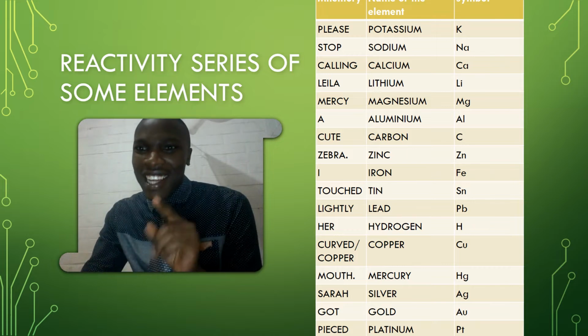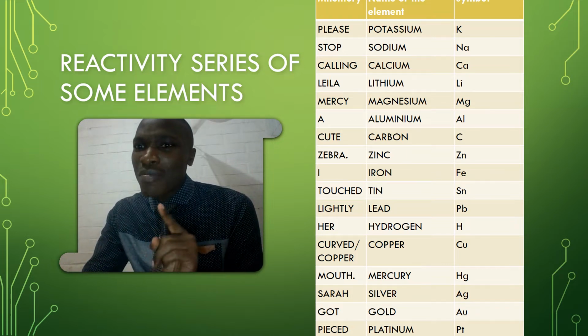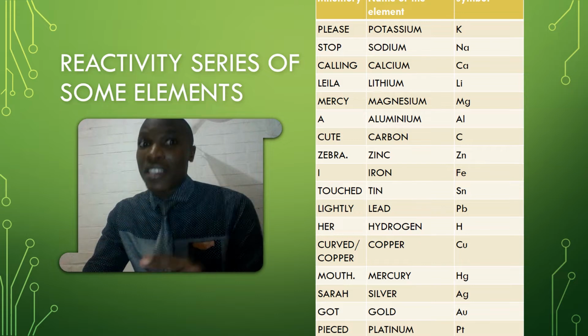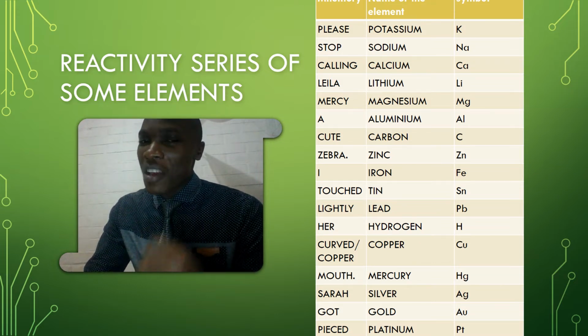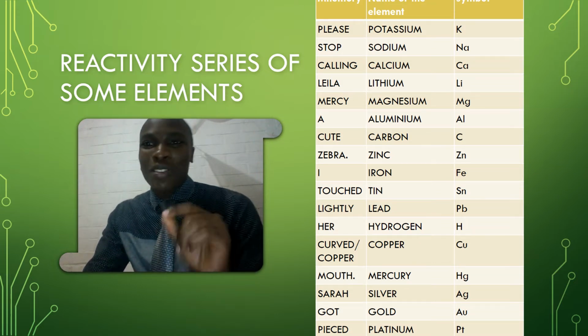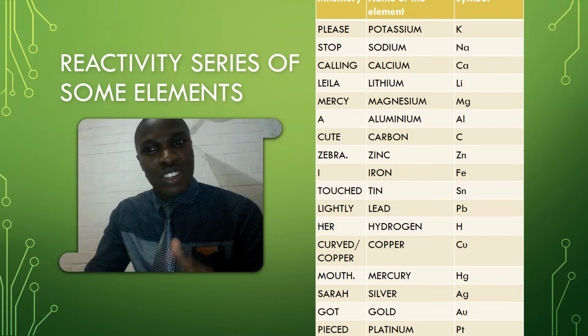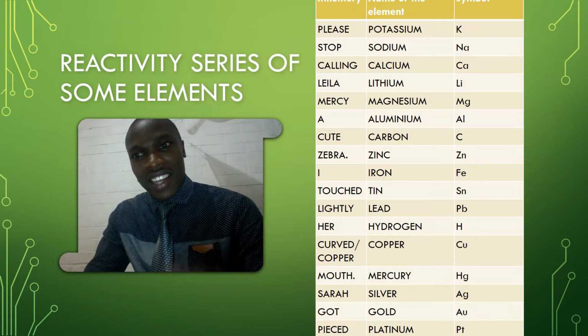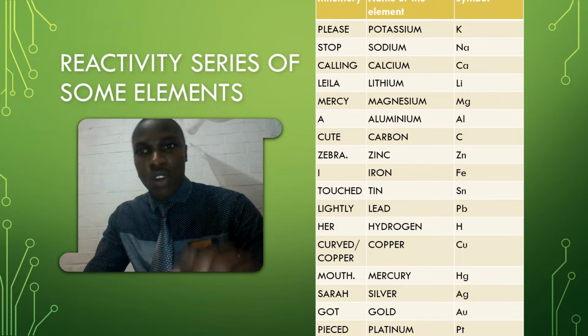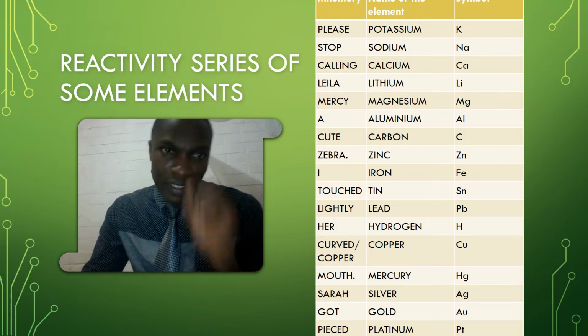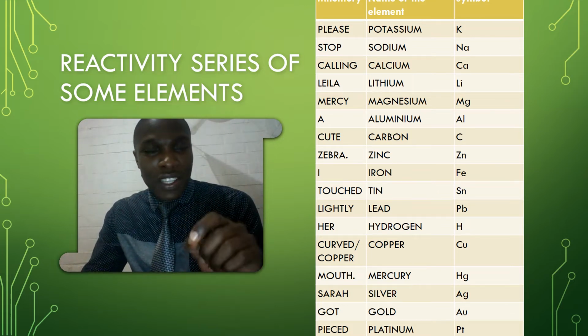I touched lightly her curved mouth. Sarah got pissed. I repeat, please stop calling Layla Mercy a cute zebra. I touched lightly her curved mouth. Sarah got pissed. Each of those words represents a particular cation.